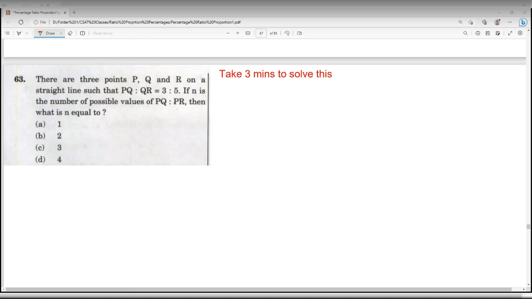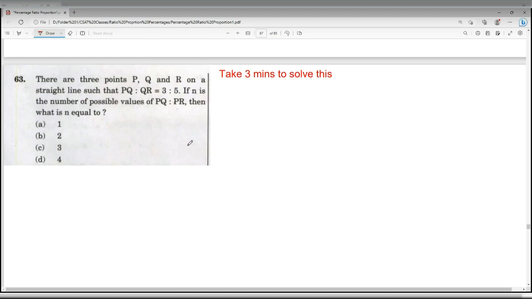Please select the option that you've got. Currently 83% have got option A. 50% option A, 20% option B, 20% option C, and 10% option D. Let's see how to go about this question.